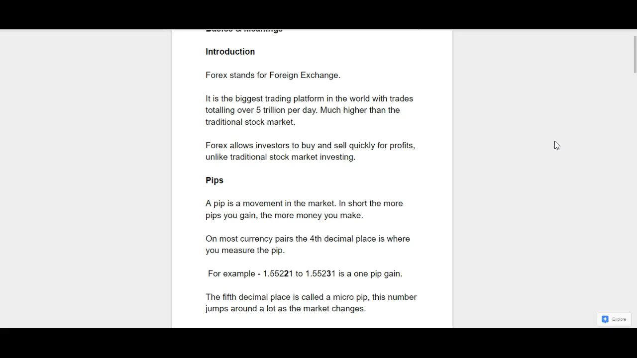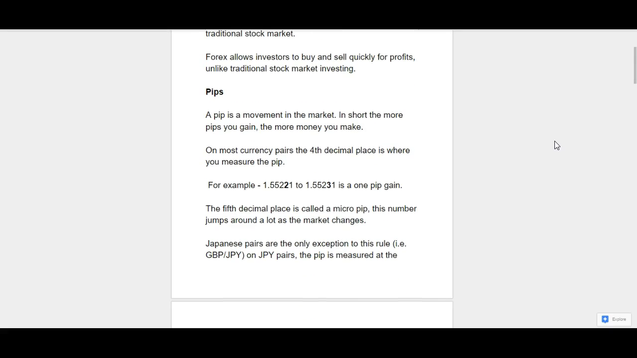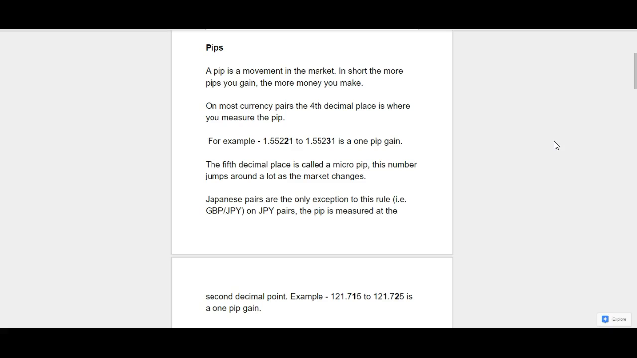So I'm going to talk you through pips because this is kind of the most important part, and this is something that you will hear a lot in the swipe trade app and in harmonic scanners, and the numbers can often be quite confusing, but I do promise that they are a lot easier than you think. So basically, a pip is a movement in the market. So in short, the more pips you gain, the more money you make. On most currency pairs, the fourth decimal place is where you would measure the pip.